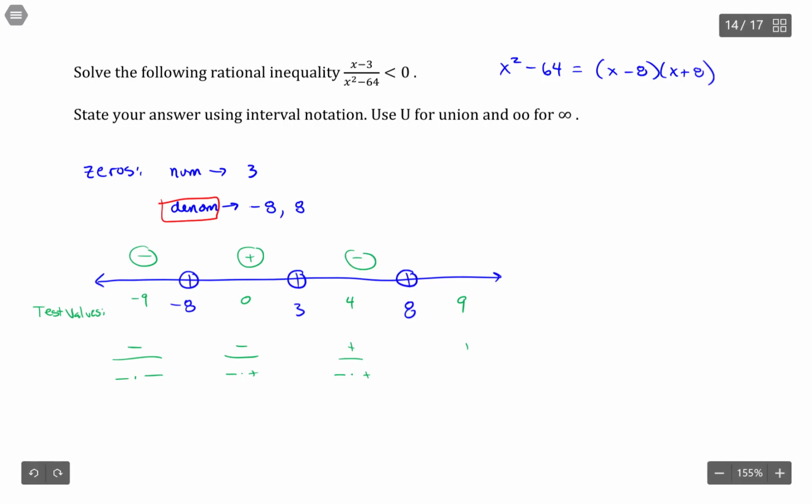Now if I put in 9, 9 minus 3 is positive. 9 minus 8 is positive, and 9 plus 8 is positive as well. So everything on this interval is positive. Since I'm looking for values that are negative, less than 0, that is this range and this range. So it's the interval from negative infinity to negative 8, not including the negative 8, and then from 3 to positive 8.